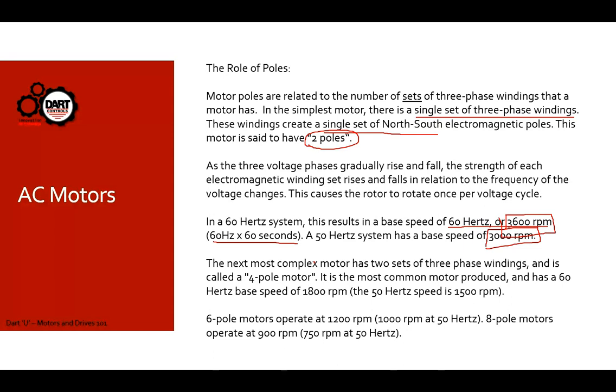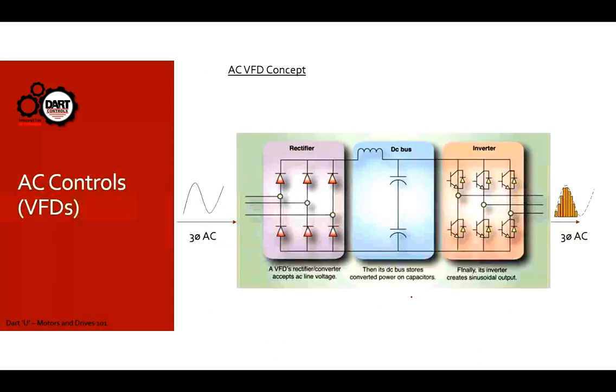The next most complex, but also the most common induction motor, has two sets of three-phase windings, so it's called a four-pole motor. It has a base speed, most typically, of 1,800 RPM. So you can see, if you've got a six-pole motor, base speed is typically 1,200 RPM. Eight-pole motors, 900 RPM. You can do the math here and see how that's all working.